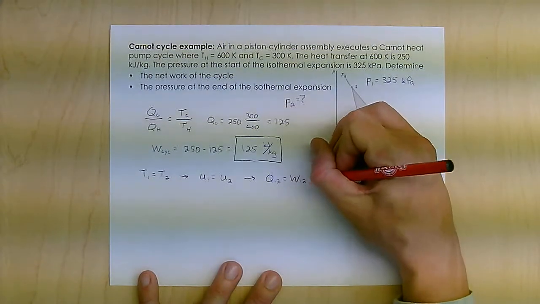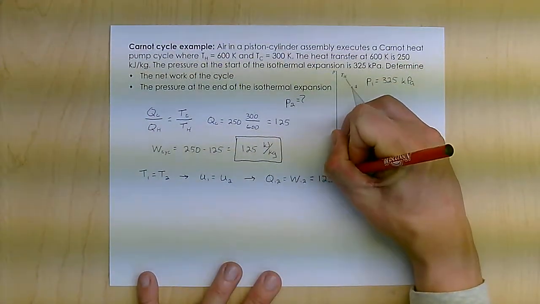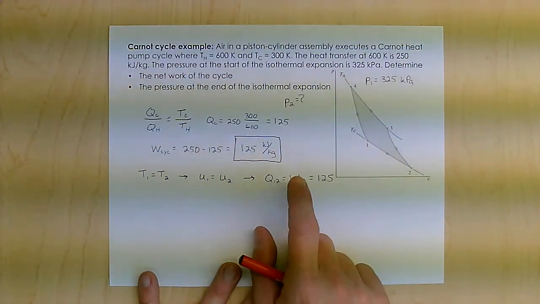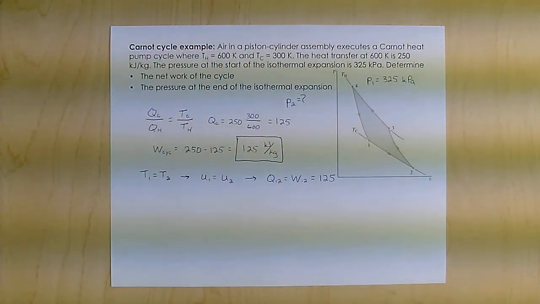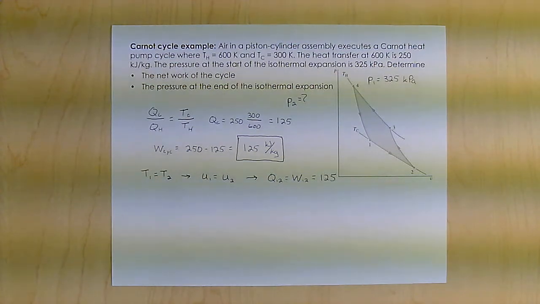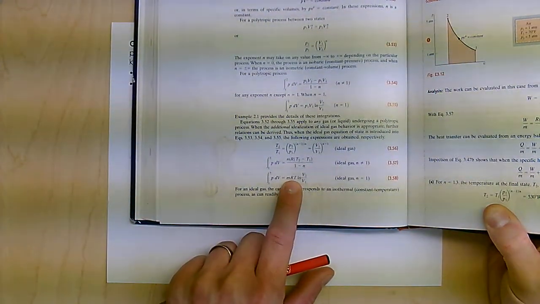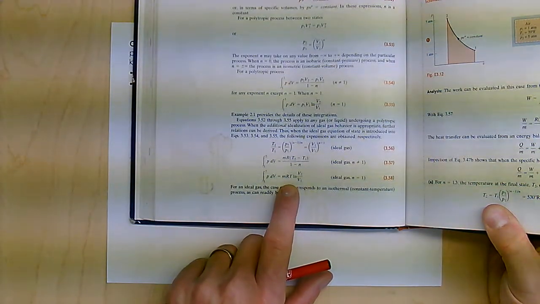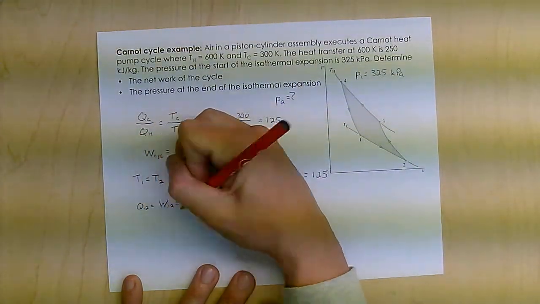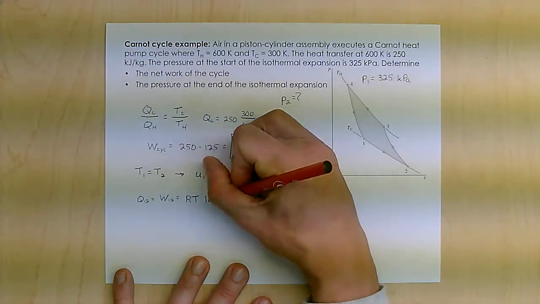Which equals Q cold, which I just found, right there, equals 125. So again, because it's constant temperature, it's constant energy. Because it's constant energy, heat equals work, which equals what I already calculated, 125 kilojoules per kilogram. Now, knowing that it's air at isothermal, I can find the work, which is equal to the heat, using this equation right here. So the work, or Q 1 to 2 equals work 1 to 2 equals RT times the natural log of V2 over V1.